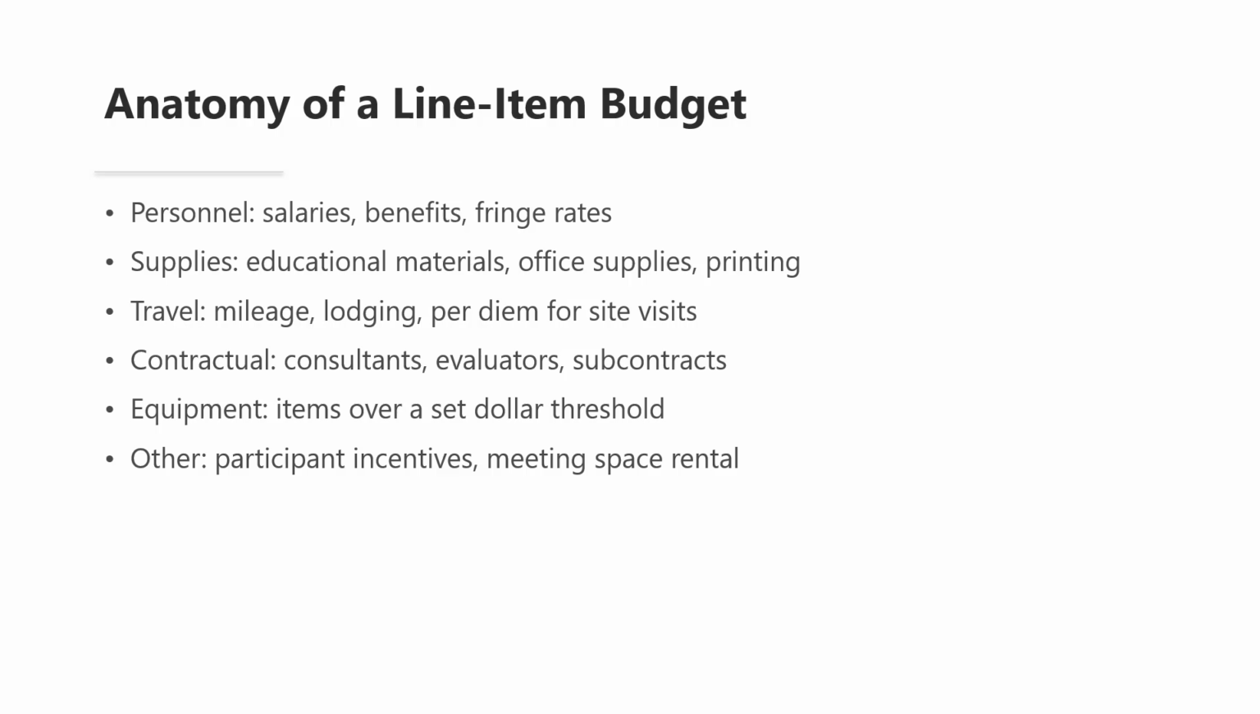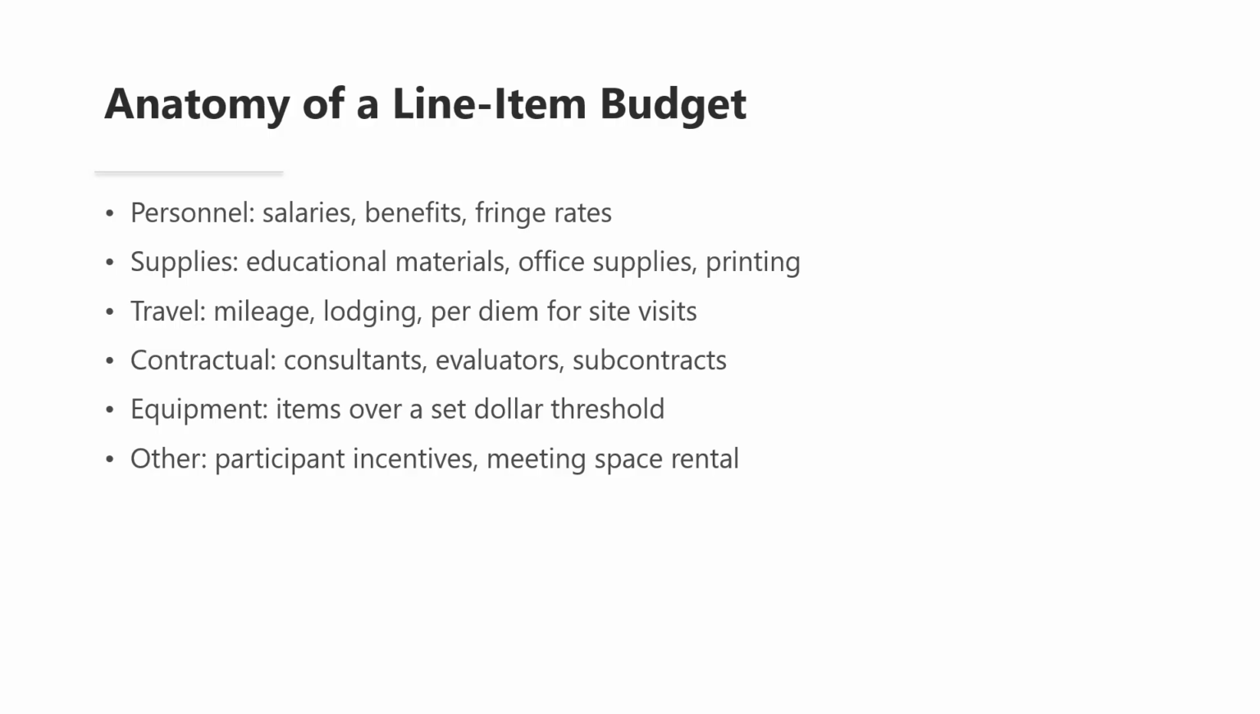Personnel is typically the largest category, often accounting for 60 to 70% of a program budget. It covers salaries, wages, and fringe benefits such as health insurance, retirement contributions, and Social Security. The fringe rate is expressed as a percentage of salary. For example, a fringe rate of 30% on a $50,000 salary adds $15,000 in benefit costs.